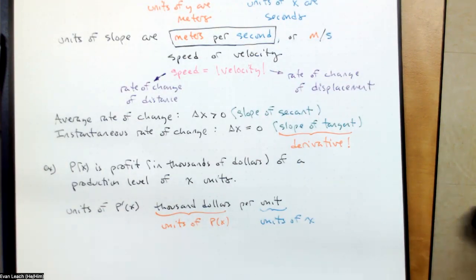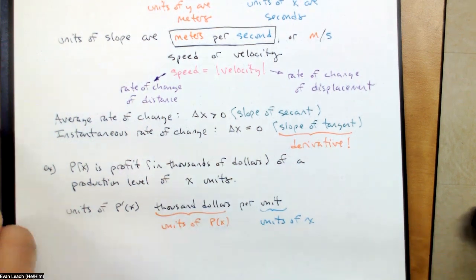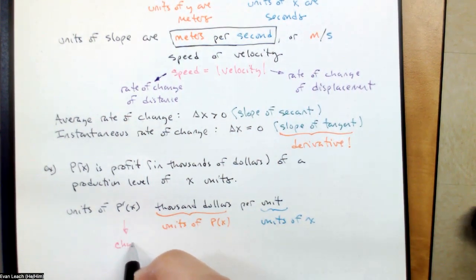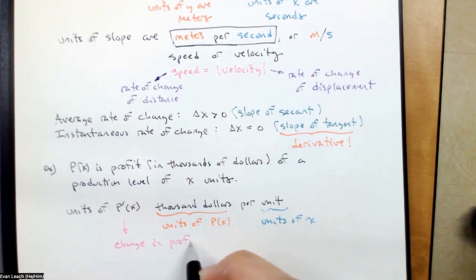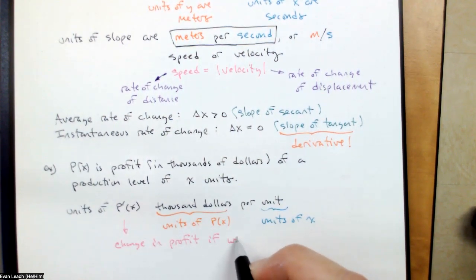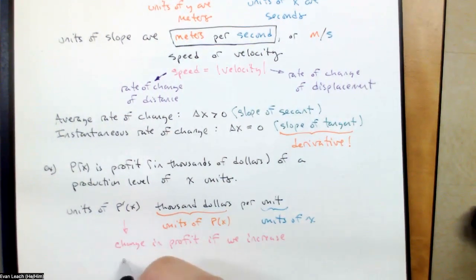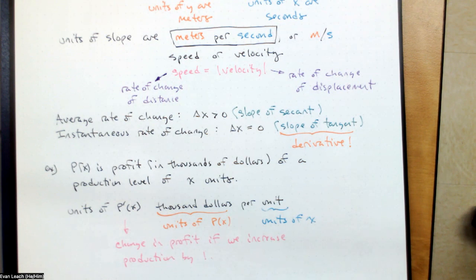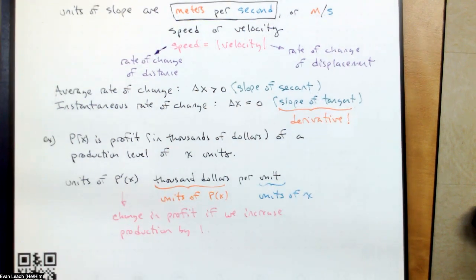This will tell us how much our profit will change if we increase production by 1 unit. So this will describe the change in profit. It tells us the same thing that the slope tells us. How much y changes when x increases by 1. This will be the change in profit. We increase production by 1.